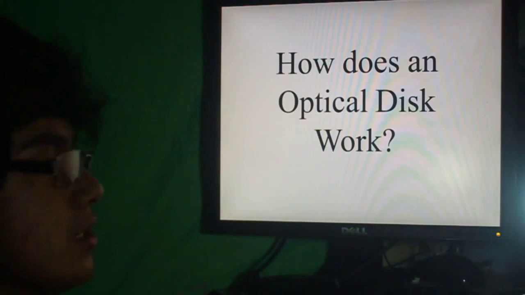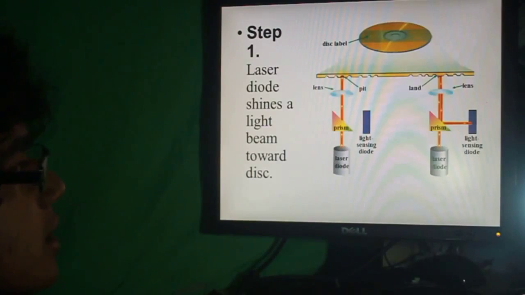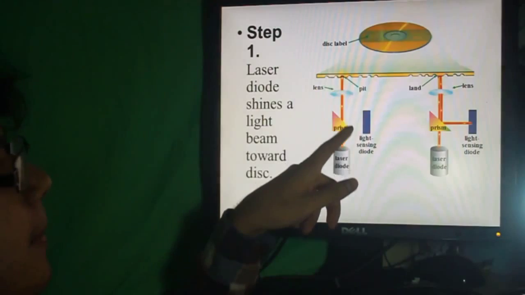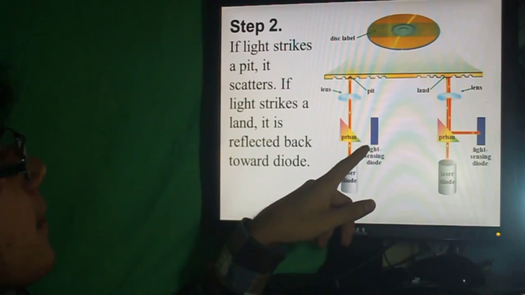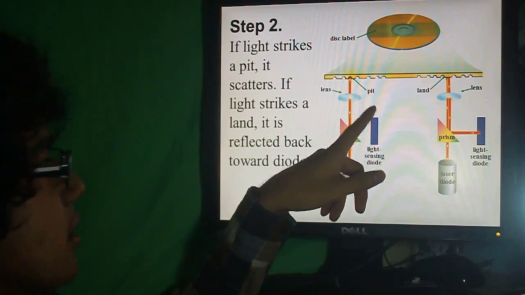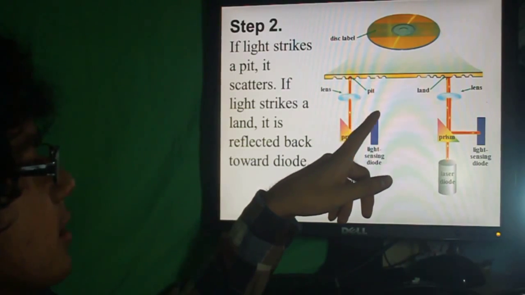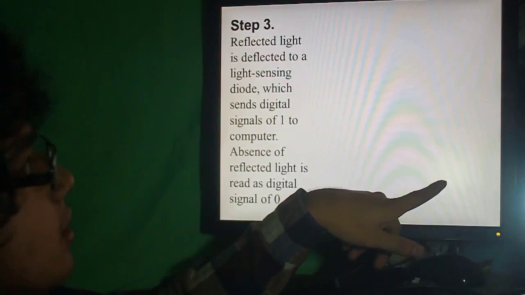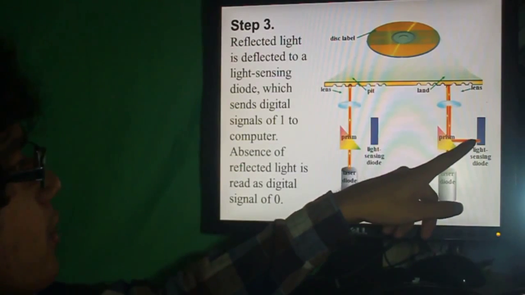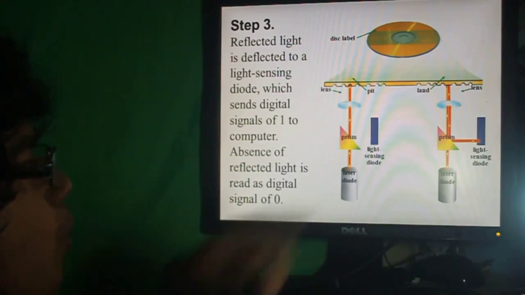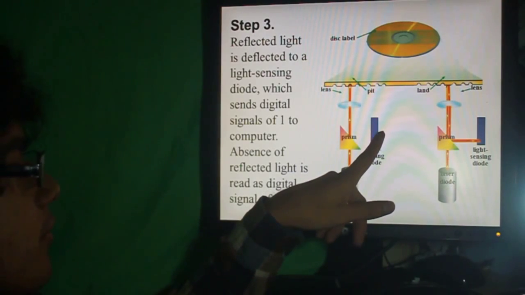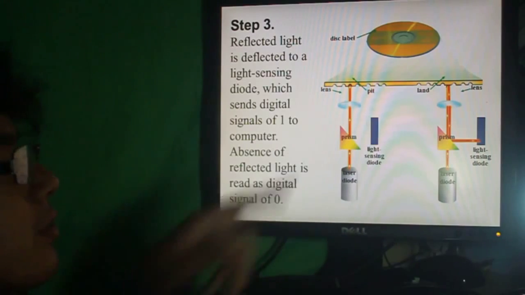How does an optical disk work? Step 1 is that the laser diode shines a light beam towards the disk. When the light strikes a pit, it scatters. When the light strikes a land, it's reflected back towards the diode. Then the reflected light is deflected to a light-sensing diode, which sends signals to the computer, and the absence of reflection is read as a digital signal of 0.